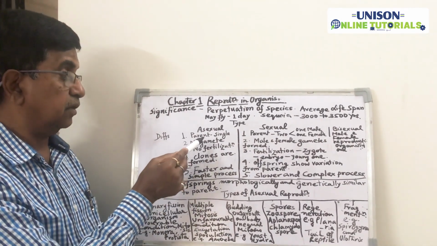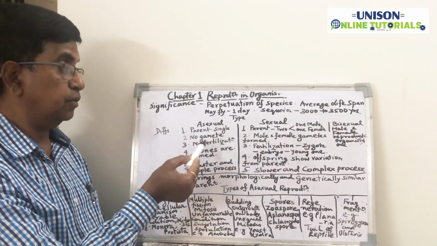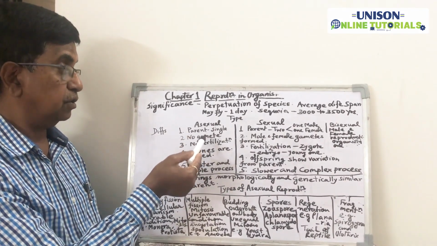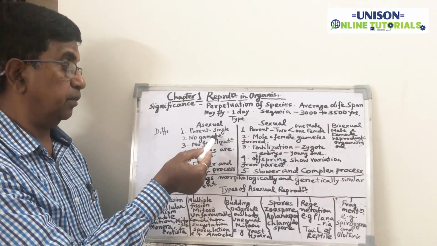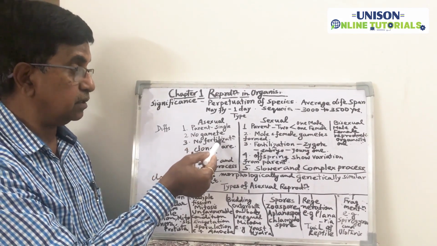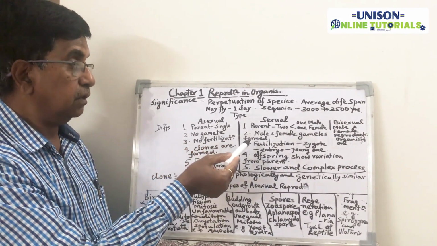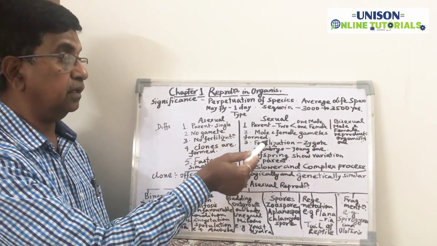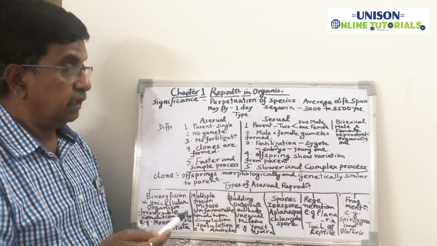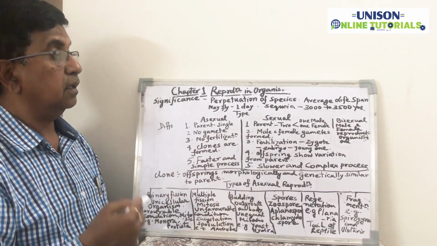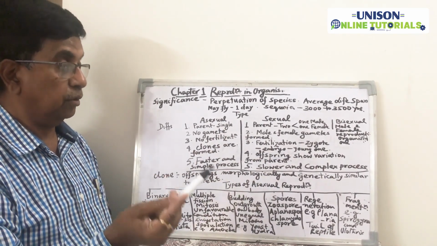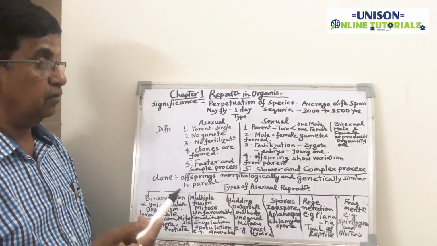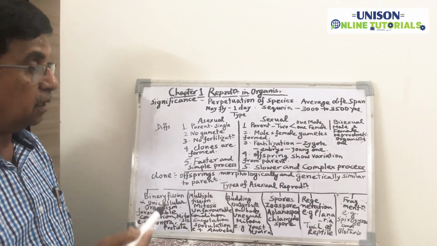Likewise, if gametes are formed, then it will lead to fertilization. Because in asexual reproduction there is no gamete formation, there is no fertilization. But in sexual reproduction, because male and female gametes are formed, there is fertilization. After fertilization, the zygote is formed, the zygote develops into an embryo, and the embryo develops into a young one, that is the offspring.